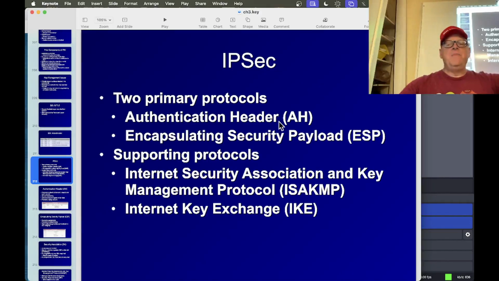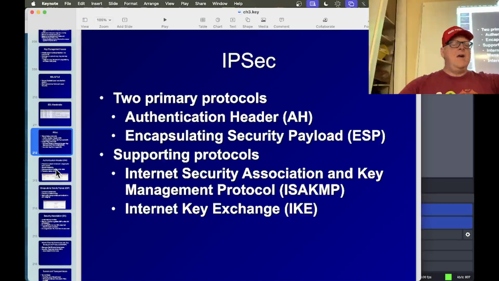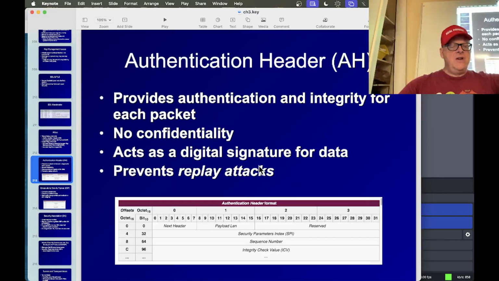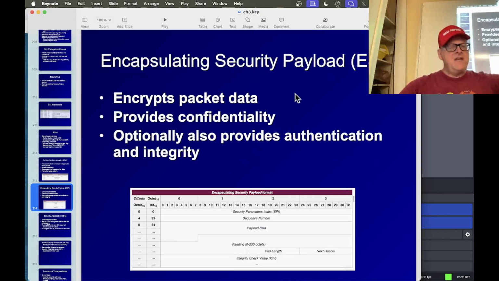So IPsec is an encryption routine designed for IP version 6, and it's very complicated. It's considered quite secure. It has authentication headers and an encapsulating security protocol and ISAKMP and key exchange algorithms. The authentication header acts like a digital signature for the data and does not provide confidentiality. The ESP is the one that encrypts the packet data.